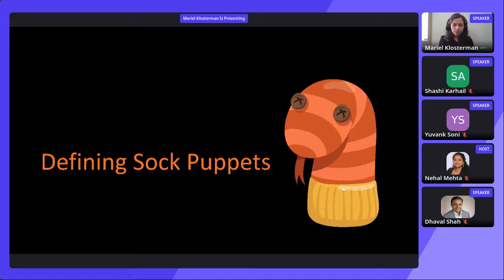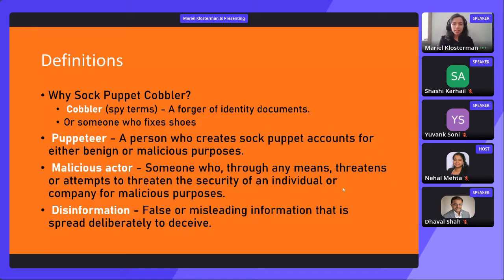So let's define sock puppets. Why sock puppet cobbler? Well, in spy terms, a cobbler is a forger of identity documents. And that will relate, as you'll see later on, to the project itself. It can also be seen as someone who fixes shoes, which would kind of go with the sock puppet. A puppeteer is someone who creates the sock puppet accounts for benign or malicious purposes, and we'll talk about that a bit more. Malicious actors are someone who threatens the security of a company or individual for their own purposes, whether that's monetary, whether they're trying to stalk them, things related to that. And then disinformation, which can often be confused for misinformation. Disinformation is false or misleading information that's intended to deceive someone.